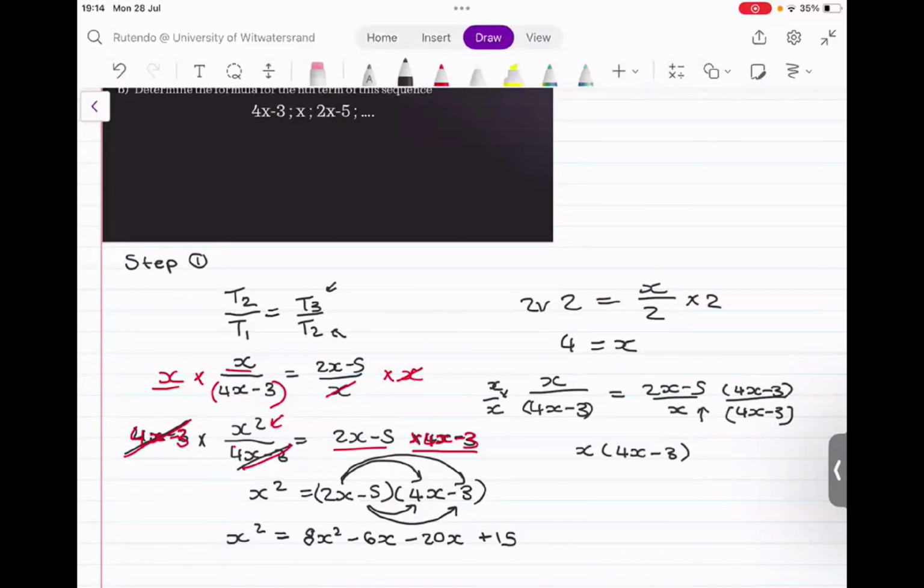And so I end up with x squared over x times 4x minus 3 equals 2x minus 5 multiplied by 4x minus 3, all over x times 4x minus 3. And because they have the same bases, they just fall away.